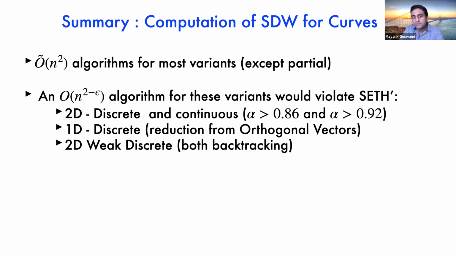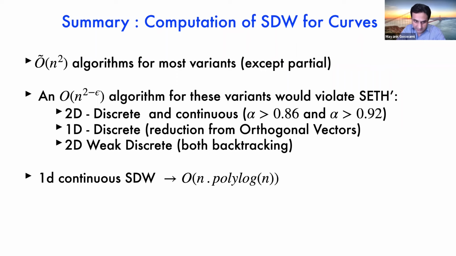And we can also prove hardness for the 2D weak discrete, where both are allowed to backtrack. What I will not go into is this surprising result that in the 1D continuous case, we have a near linear time algorithm. This makes use of the fact that red and blue can never cross each other. If you start in 1D, red starts to the left of blue. First, you can reduce the decision of distancing one to deciding if they do not cross. And that can be checked in near linear time.